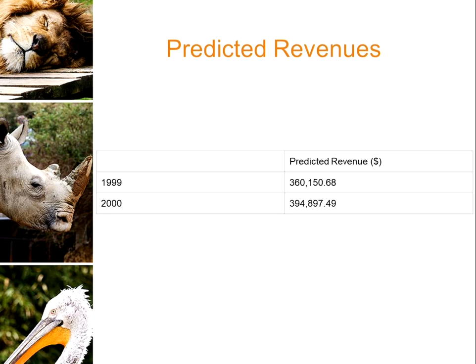So, the predicted revenue for 1999 and 2000 are as follows. We also used the forecasting trend analysis on Excel QM, and we predicted that in 1999 predicted revenue would be $360,150.68. Then for 2000, it's $394,897.49.